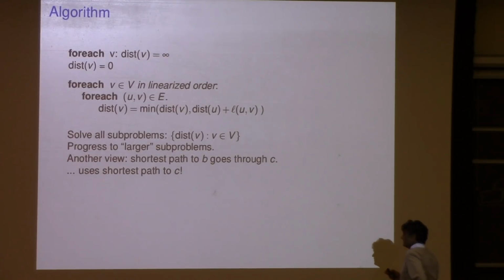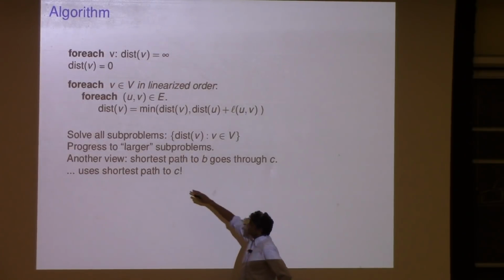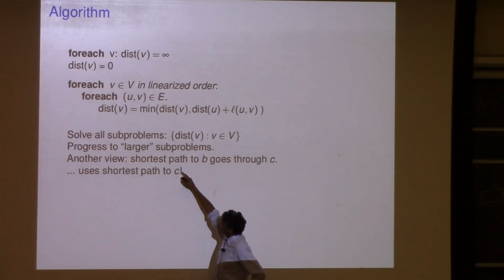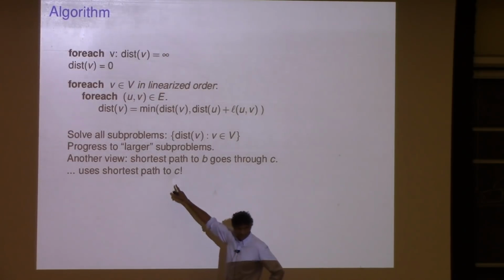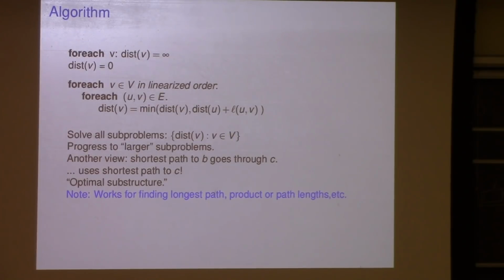And the basic thing, if the shortest path to B goes through C, you might as well use the shortest path to C. So the subproblems have the exact same flavor. It's recursive. Shortest path to B, shortest path to C. Okay? So sometimes they call this optimal substructure. This works for finding longest path, the product of path lengths, or any number of things. It's a DAG. It's very general. It's like all computation, in a sense. Okay? It is all computation.